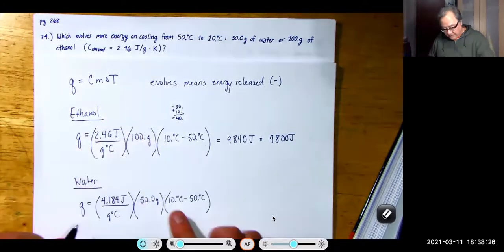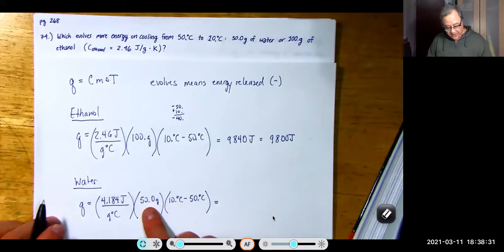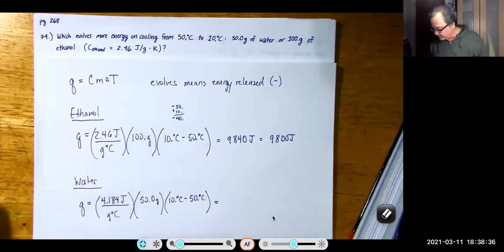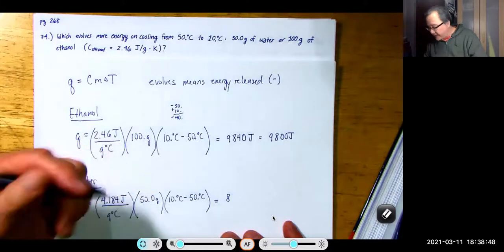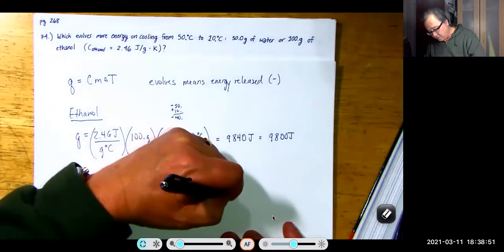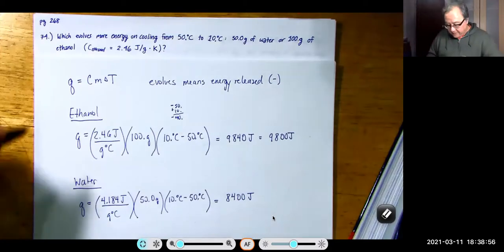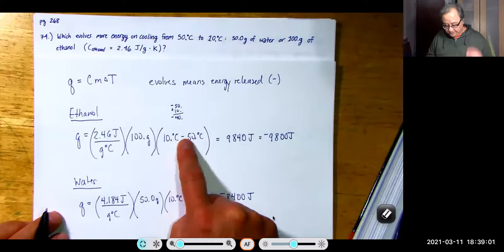We always start with the final temp. So here I have negative 40 times 50, which sounds like 2,000, right? 2,000 times 4 should give me around 8,000. So let's see what we'll get. 4.184 times 50 times 40. And I get, again, two significant figures, so I'm going to round right away. 8,400 joules. Okay, now these should both be negative values because of the negative here, negative 40.